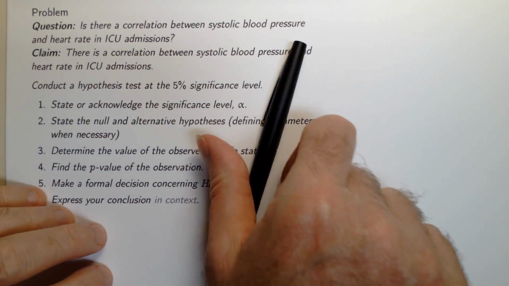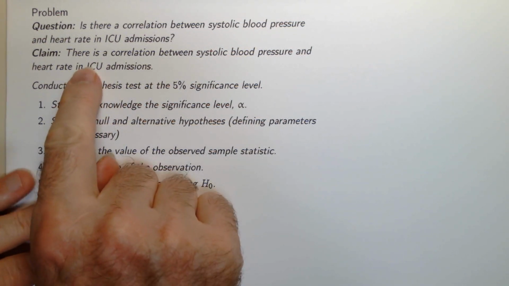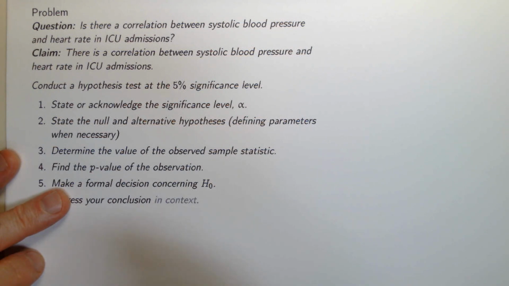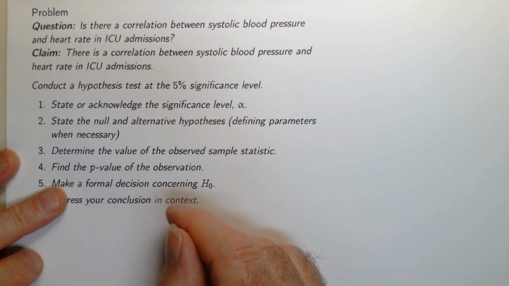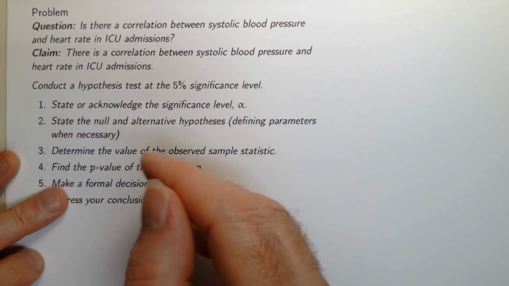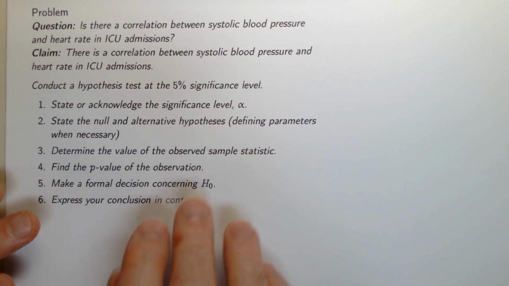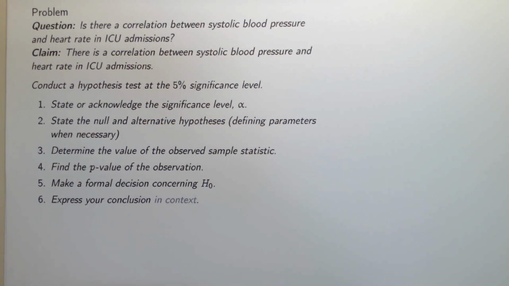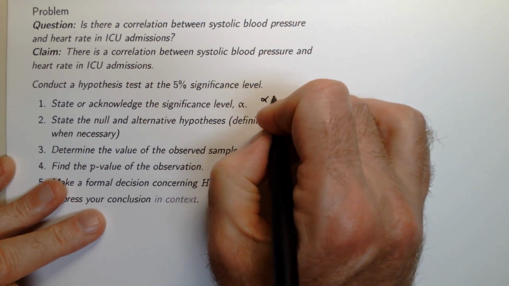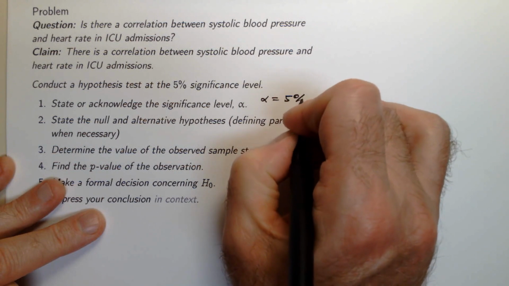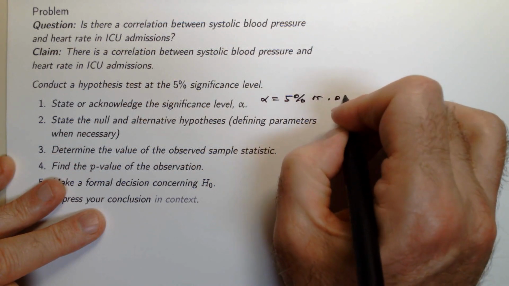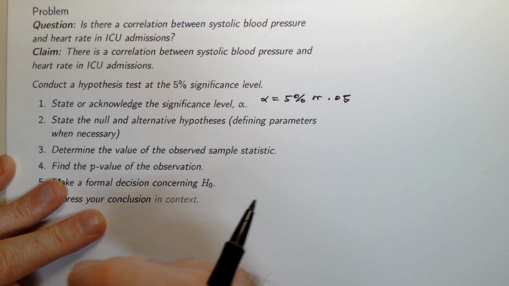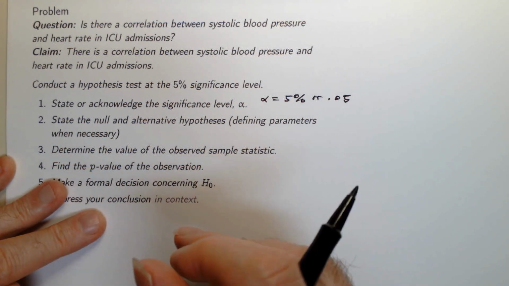All right, welcome to the document camera. Remember, the claim that's being tested here is that there is a correlation between systolic blood pressure and heart rate in ICU admissions, and we're going to conduct a hypothesis test at the 5% significance level. So first, let's state or acknowledge the significance level alpha. And in this case, that's straightforward. We know that alpha is equal to 5% or 0.05.